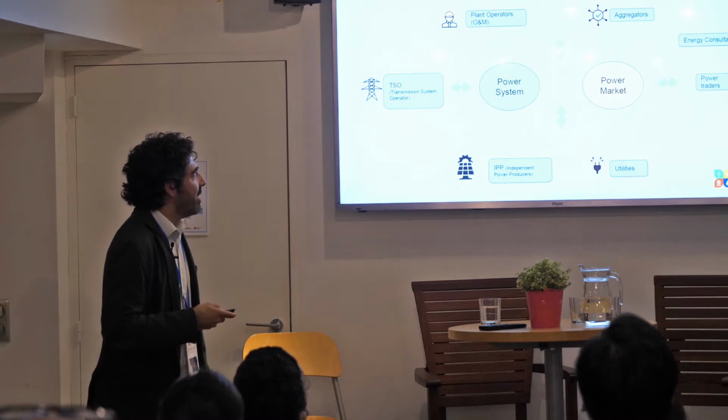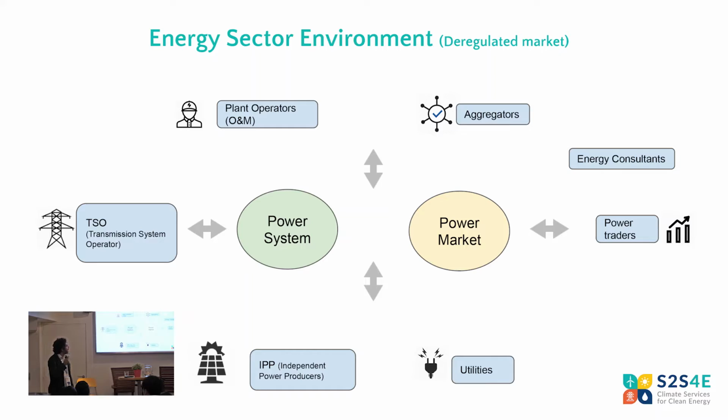So let's take an overview of the energy sector environment, specifically in the deregulated markets, which are the focus of the solution. There are two very big systems, or the most relevant systems. The power system refers to the infrastructure of producing and delivering power, and there's another system, which is the power market, a mechanism that meets the demand and the offer at reasonable prices, simplifying like that. And these two systems are interacting with many players.